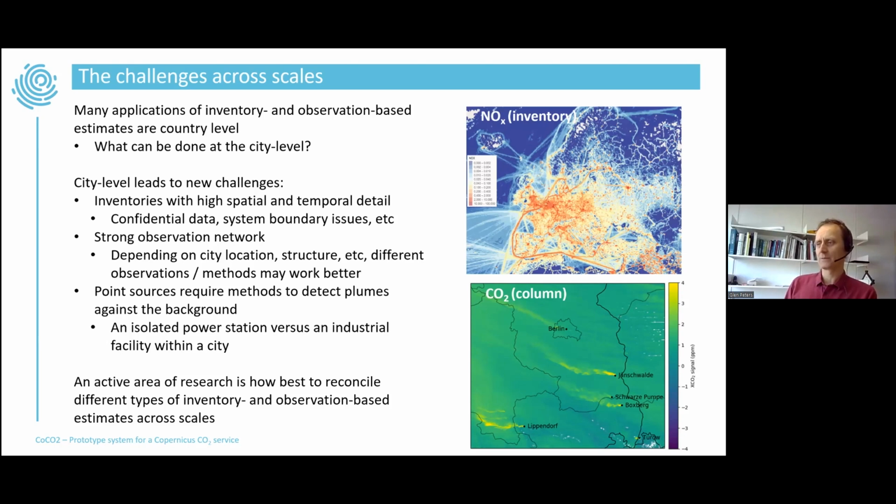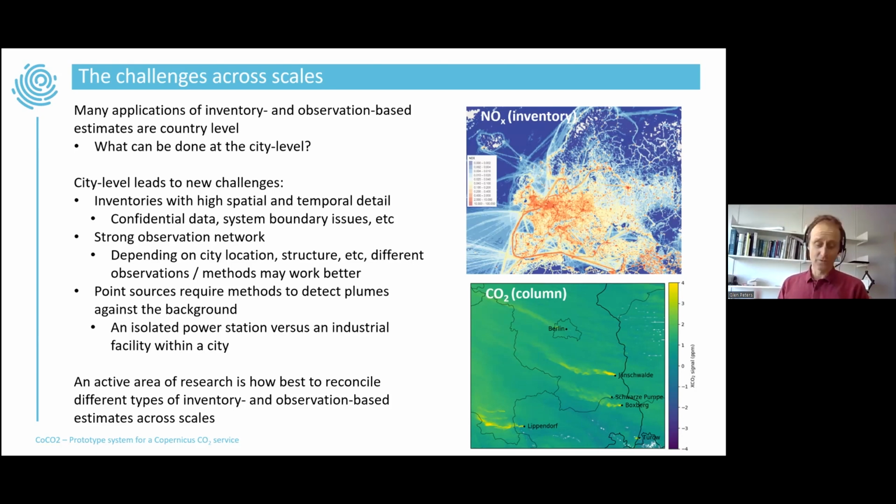Inventories have much higher spatial and temporal detail. You could be talking about roads, particular facilities and so on. And estimating those inventories from the bottom up, you have lots of problems with confidential data, system boundary issues, etc. In the cities, you also need a strong observational network because you're looking at different aspects of the problem.